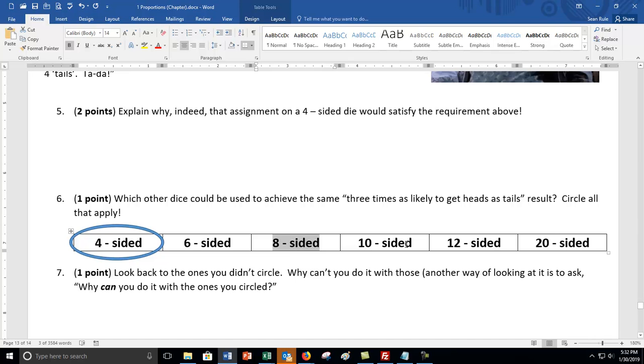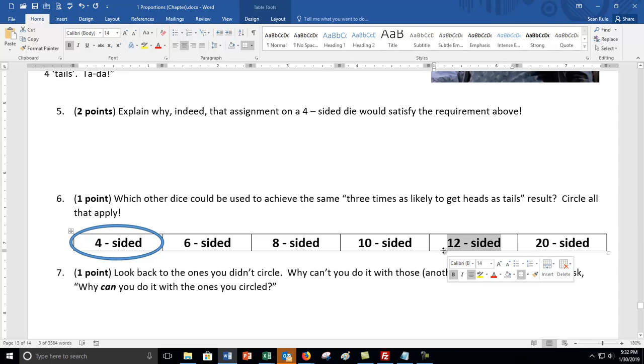Would a 10-sided die work? No, because you can't break up 10 into packets of 4. It's all about, for this one, packets of 4. If you make it packets of 4, you can take within that 4, 3 and 1. That makes it 3 times as likely. So the only other one that's going to work is 12. 1, 2, 3, heads, 4, tails.